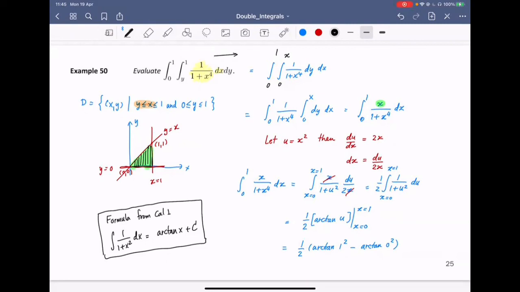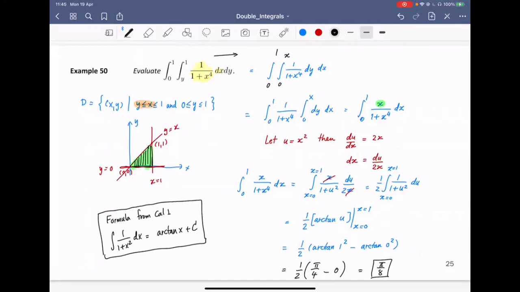Arctan 1, this is pi over arctan 1. Okay, what is arctan 1? Arctan 1 is the angle that gives you 1 when you take tan. You know that tan pi over 4 is 1, so arctan 1 is pi over 4. And tan 0 is 0, so arctan 0 is 0. Well, this answer is pi over 8. All right, nice. Sounds good.